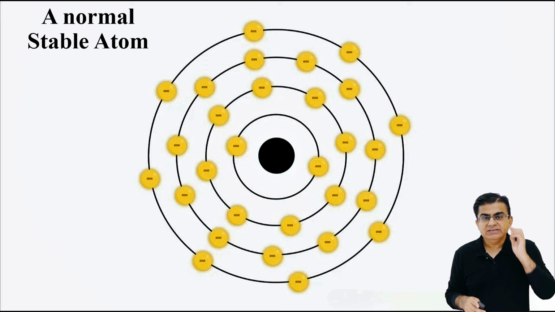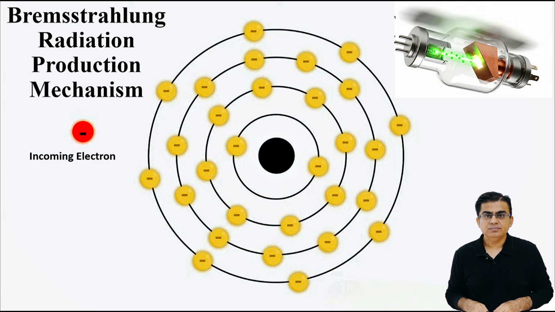I will show you exactly what happens when a fast-moving, high-speed incoming electron comes near this stable atom. It is this specific microscopic interaction that gives birth to the Bremsstrahlung radiation you will use to treat your patients. Let me guide you through an animation showing how Bremsstrahlung radiation is actually produced. I will show you exactly how this microscopic interaction happens in real time. This is a stable atom, for example, a tungsten atom.